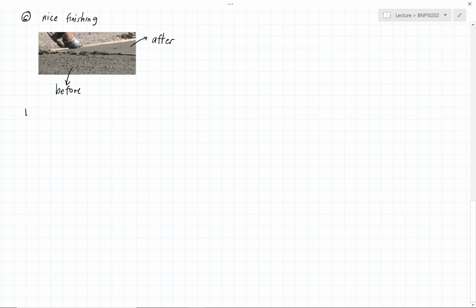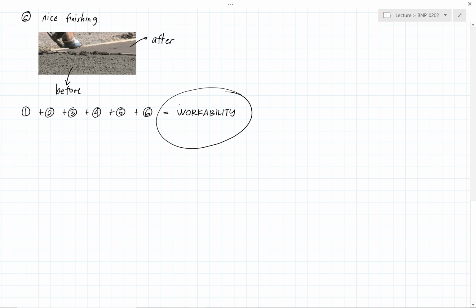So if you combine the 6 requirements all together, you will get one specific term called workability. You will use this word a lot to describe the fresh concrete properties in this subject later on. So what is workability based on these 6 requirements? It means the ability of your fresh concrete to be worked on, particularly for the fresh concrete to be mixed, to be placed, to be cast, to be compacted, and to be finished.